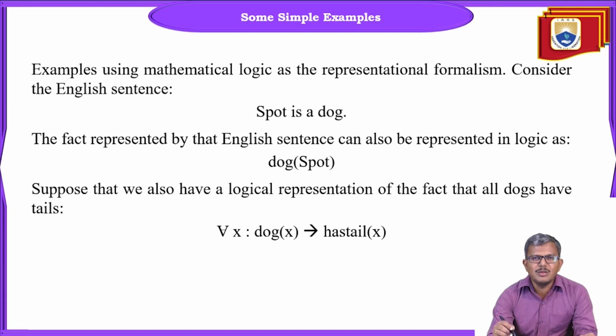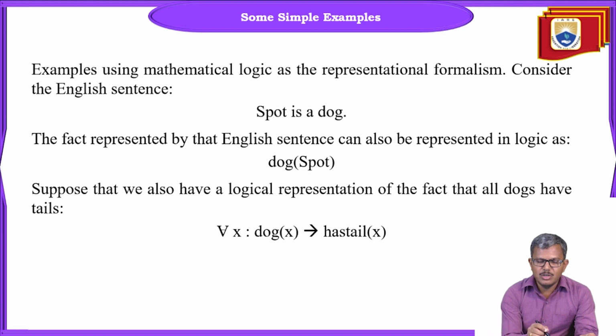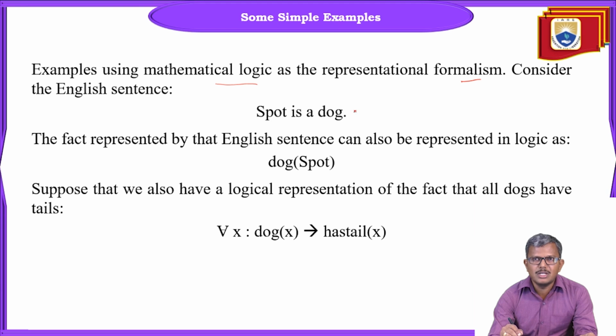So let us try to take some examples and understand how these representations are going to be different. Okay. For example, consider using mathematical logic as the representational formalism. Try to consider this particular statement: Spot is a dog. What happened here? We have done the English representation. This is called the English representation here. English representation in the sense of what we have observed or acquired from the surroundings or from the experts.